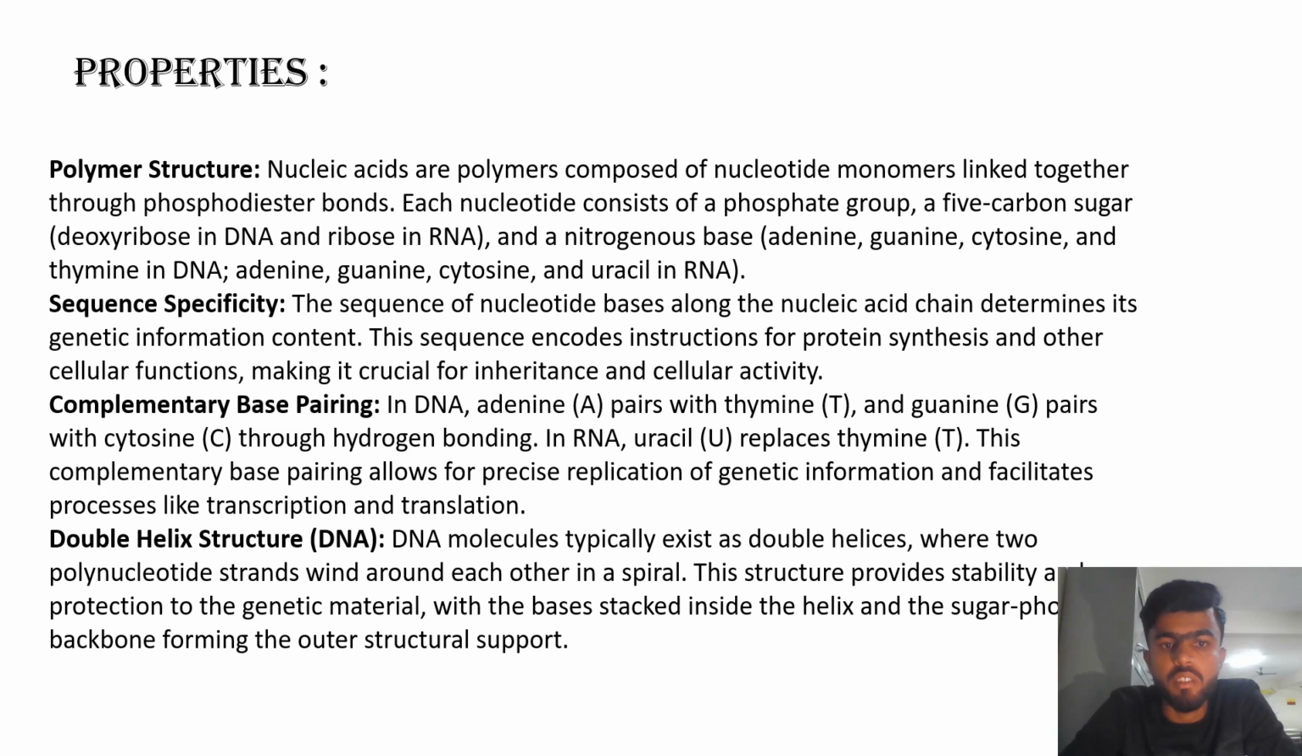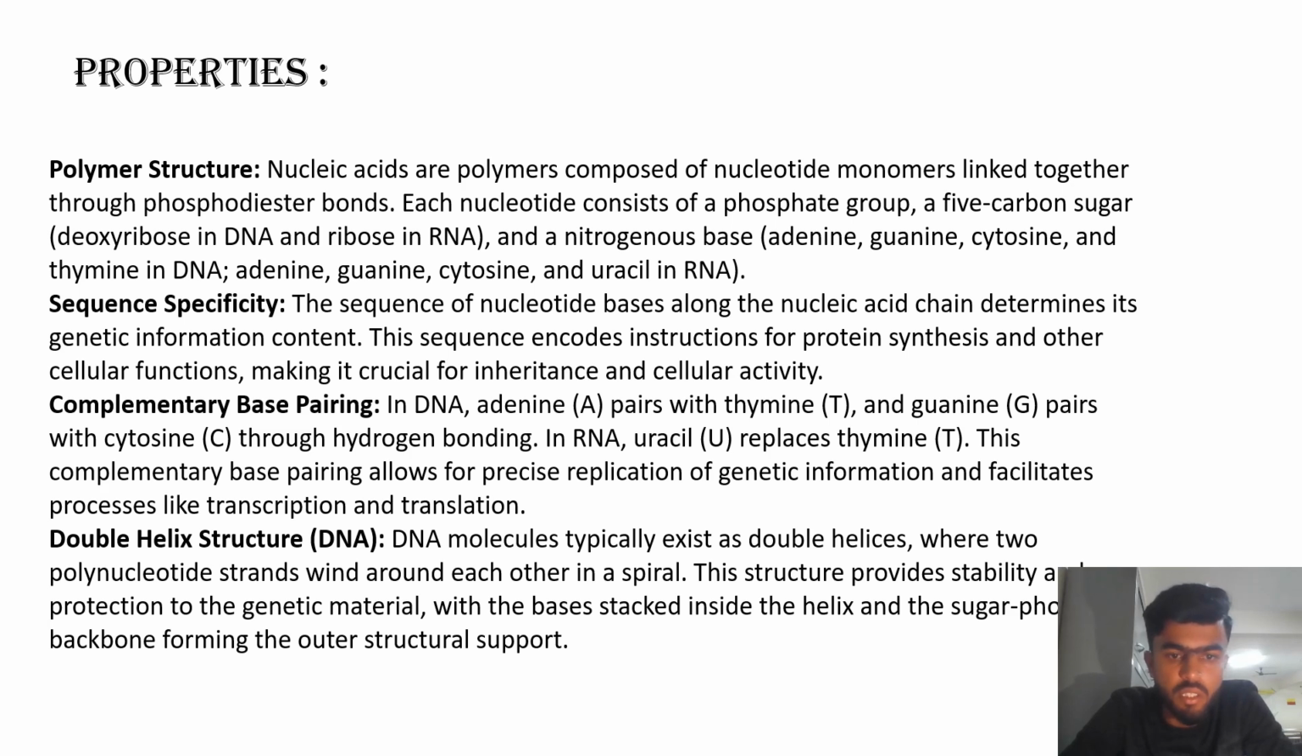Sequence specificity: the sequence of nucleotide bases along the nucleic acid chain determines its genetic information content. This sequence encodes instructions for protein synthesis and other cellular functions, making it crucial for inheritance and cellular activity. Complementary base pairing: in DNA, adenine pairs with thymine and guanine pairs with cytosine through hydrogen bonding. In RNA, uracil replaces thymine. This complementary base pairing allows for precise replication of genetic information and facilitates processes like transcription and translation.